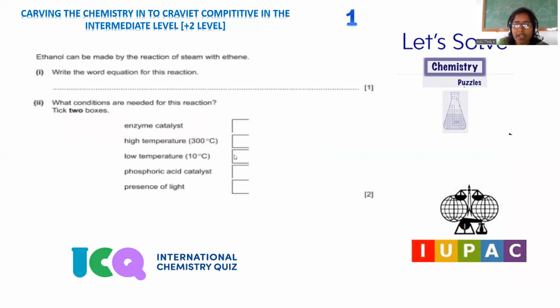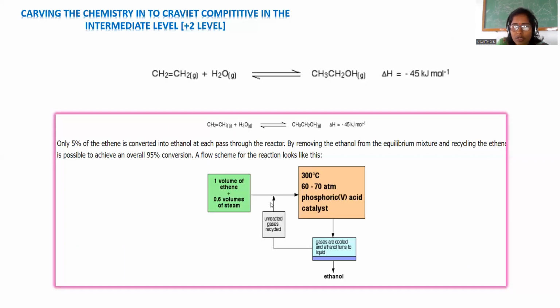So low temperature can be omitted. This is not the correct option. Phosphoric acid catalyst is the right answer. We can tick this one. Presence of light. If you observe this, we are maintaining thermal conditions, so light can't be applied.